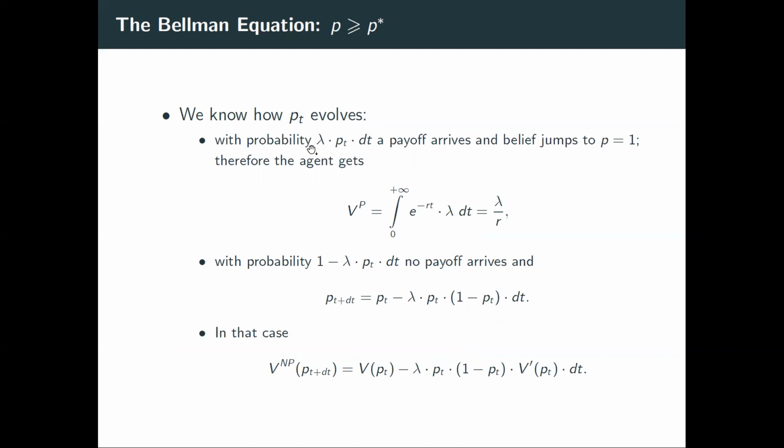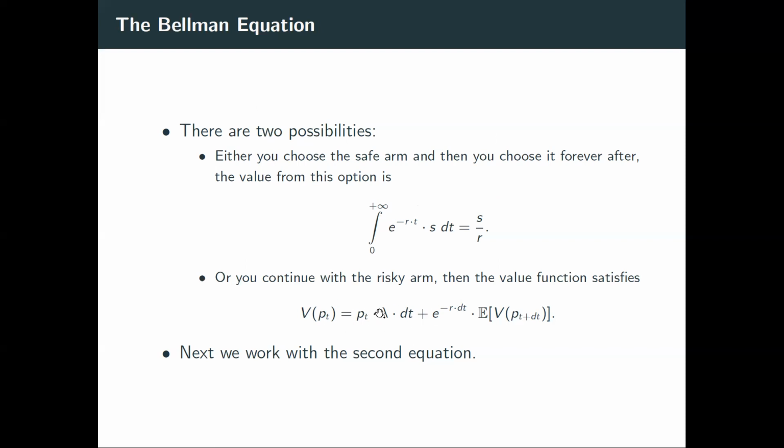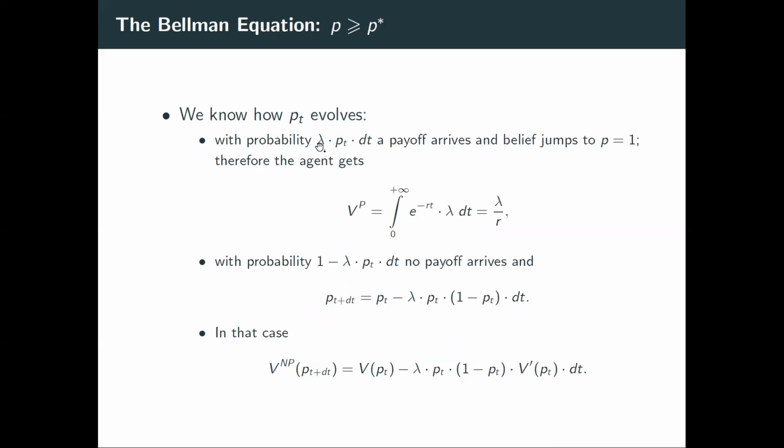So as promised, with probability PT times lambda times dt, right? Because with probability PT times lambda dt, with the same probability as here, you have an arrival in this time period. And that's why we have this term, which corresponds to the case when you get the payoff of 1. And with exactly the same probability, you have this arrival, and your belief then jumps to 1.